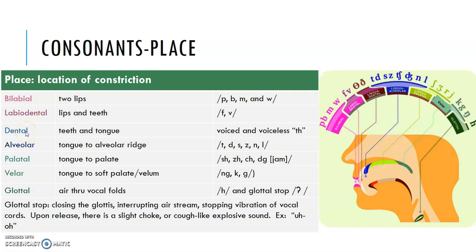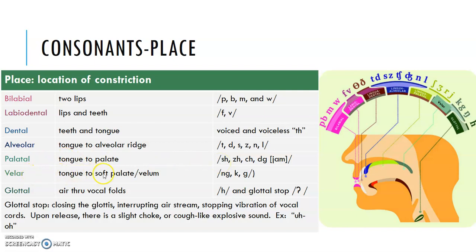If you're in the phonetics class, they might also refer to this as linguadental, and that just means that the tongue and the teeth are coming together. Those are for our voiced and voiceless TH, so our th as in bath, or th as in bathe. And then we have alveolar, where the tongue touches the alveolar ridge. Again, it may be classified as linguaalveolar. That is for sounds like t, d, s, z, n, and l. And then we have our palatal, where the tongue touches the palate, for our sh, zh, ch, j.